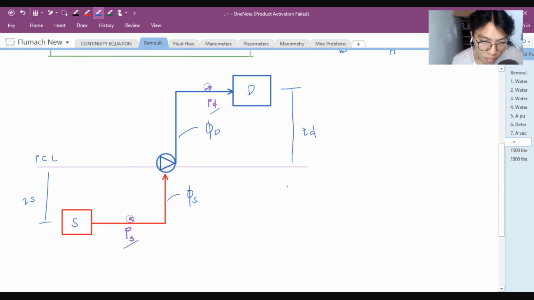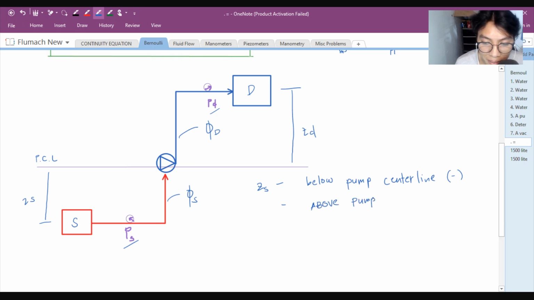Now, remember this. If ZS is below the pump center line, we can say ZS is negative in value. If this is above the pump center line, the value will become positive.